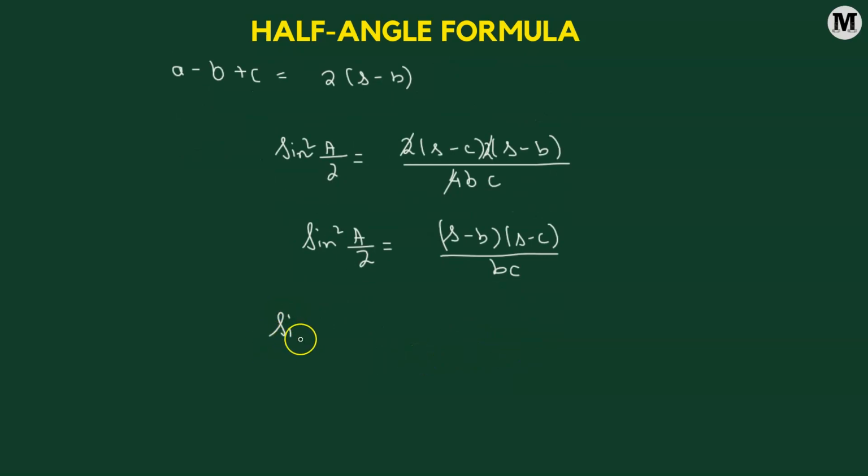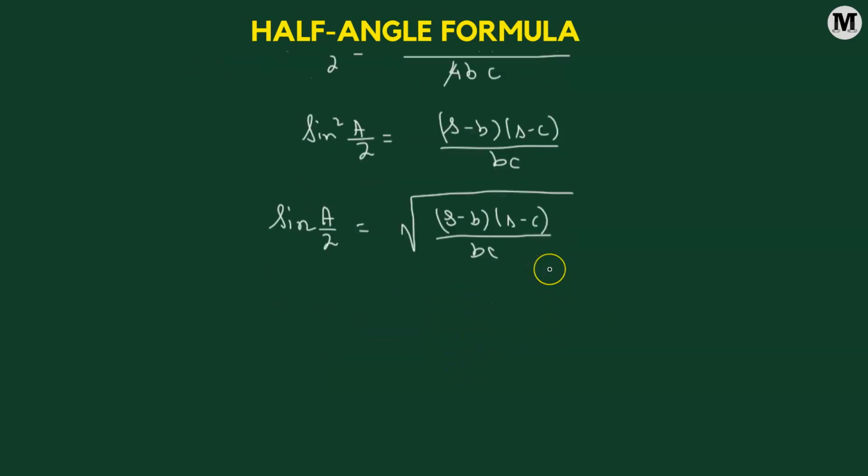However, we need sine a over 2. So here we're going to take the square root. We're going to take the positive square root here. So sine a over 2, assuming a over 2 lies in the first quadrant, means we have the square root of s minus b times s minus c whole divided by bc. So this is going to be the half angle formula. That means sine of a over 2 is given by the square root of the product of s minus b times s minus c over bc, where s is the semi-perimeter of the triangle.